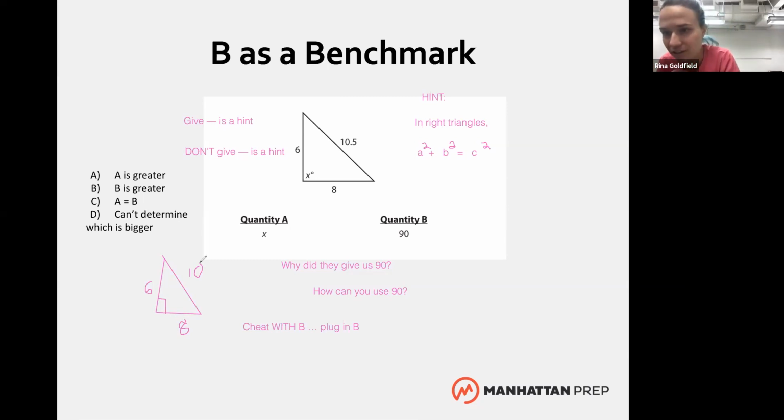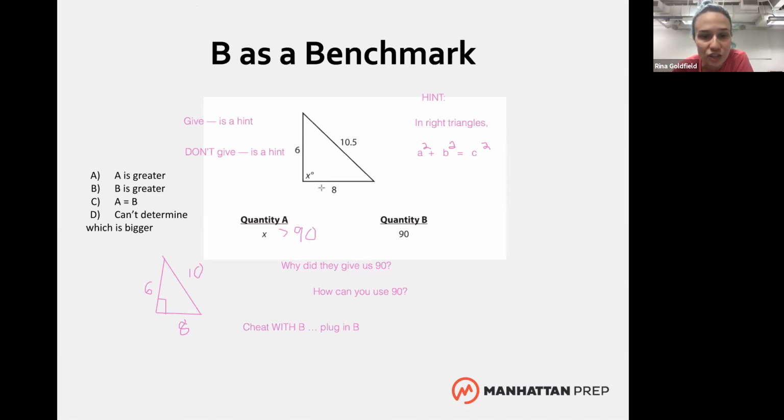We can use that Pythagorean theorem to test whether these lengths match up. As Almoga is saying, 6, 8, and 10 are triplets. They go together in a right triangle, but we have 10.5. We don't have 10. So is it going to be bigger than 90 or smaller than 90? It's going to be bigger than 90 because our angle size corresponds to its opposite side length. The bigger the angle, the bigger the side length opposite it. The smaller the angle, the smaller the side length opposite.